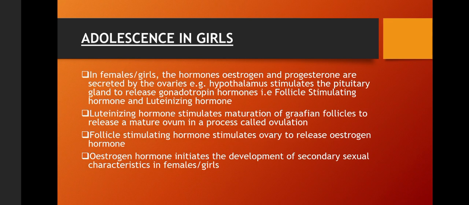On the other hand, the follicle stimulating hormone, once it has been released by the pituitary gland, it will move to the ovary. Then once in the ovary, it will stimulate the ovary to release estrogen hormone. Then the estrogen hormone will initiate the development of secondary sexual characteristics in girls or in females.